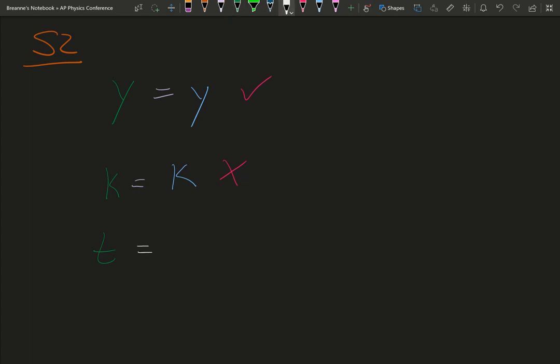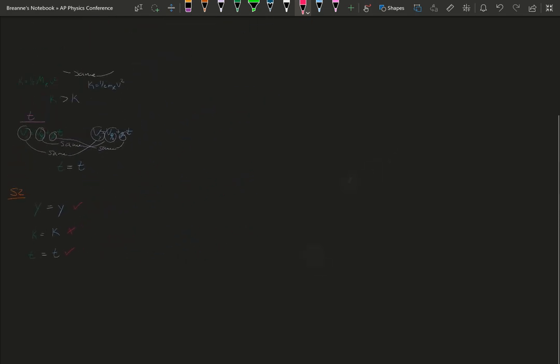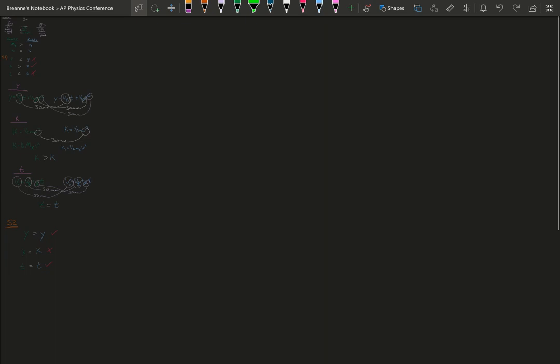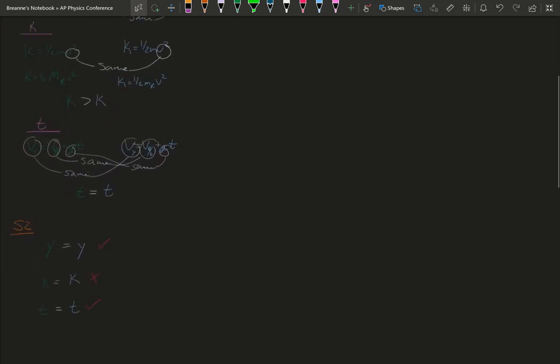Height and time go hand in hand. Time tells you the height, or vice versa, height tells you the time. So that's correct. If you notice, they're kind of flip-flopped. Student 1 was right about kinetic energy, but wrong with distance and time. Student 2 was wrong about kinetic energy, but right about distance and time. So they're kind of flip-flopped.